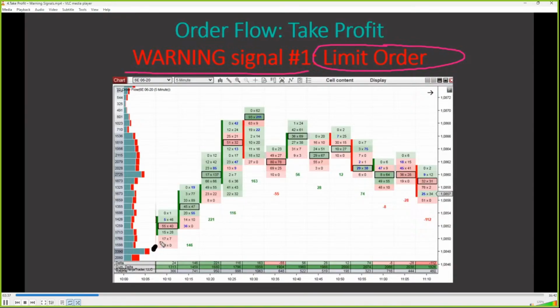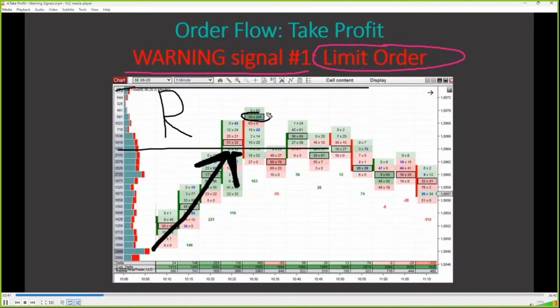So imagine you are in a long, and then suddenly, somewhere around a resistance zone in this area, this appears. This huge limit order, a huge selling limit order. That's the signal for you that you want to quit your trade immediately. So if you see this in a resistance zone, this is the place where you quit the long. This is the place where you take profit. And you do that immediately in here, all right?